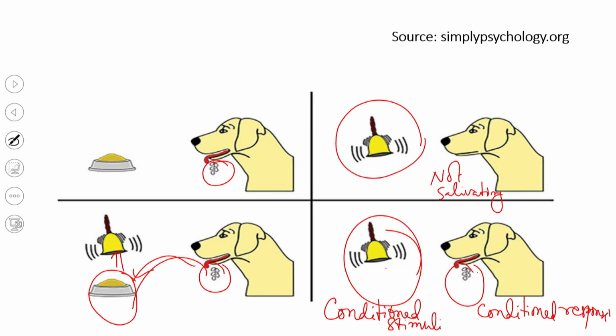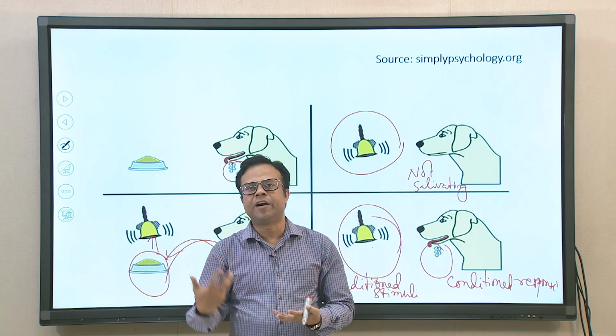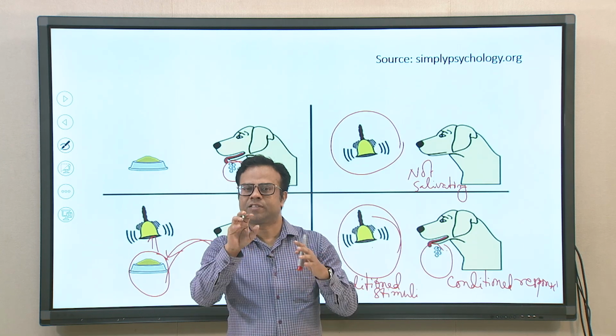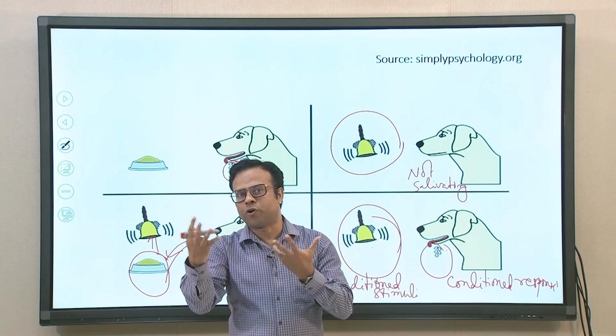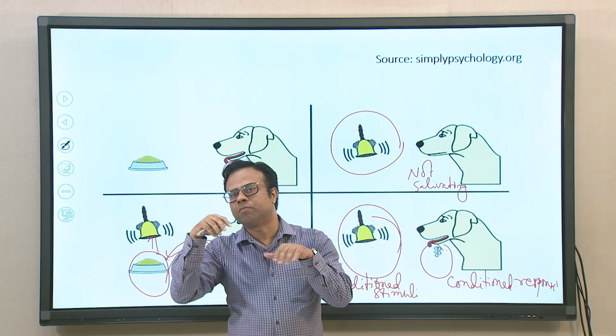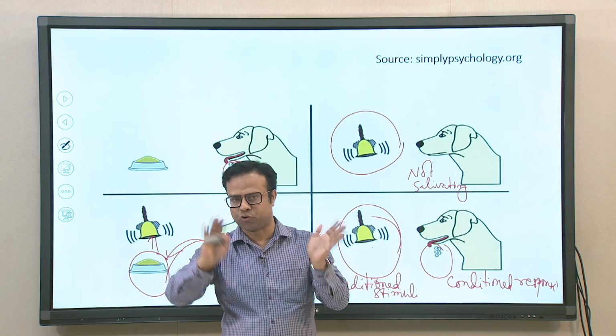So, this is the whole process of classical conditioning, the initial experiment that Pavlov did. Similarly, a lot of things we learn in our life by associating. This is just the initial experiment that showed how animals, including human beings, can learn things by associating.